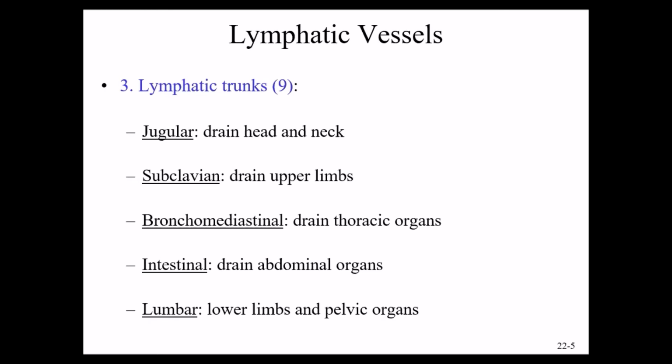Subclavian, the word means underneath the clavicle. And so their job is to drain the lymph from the lymphatic vessels in those areas from the upper limbs. Bronchomediastinal, this is in the chest cavity. And so this is draining anything in the thoracic or the chest cavity. The intestinal, draining the abdominal organs, and then the lumbar vessels or lumbar trunks are draining the vessels from the lower limb areas.